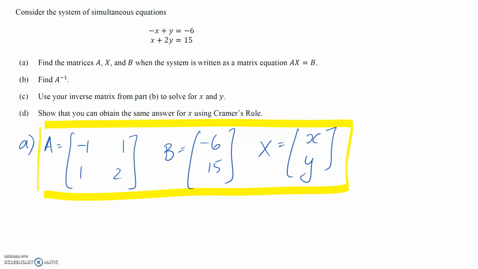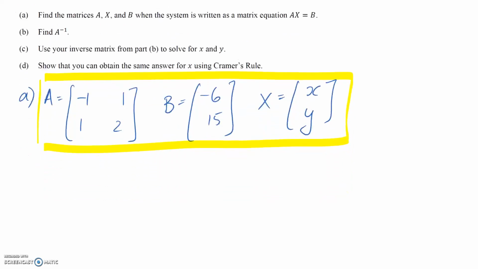So part B, it says find A inverse. So we need the inverse of this matrix here that we've written out. Since this is a 2 by 2 matrix, we have the equation that we can use to find the inverse, rather than having to go through Gaussian elimination, which is quite tedious. So in order to find the inverse, let's start by finding the determinant of our matrix A. Remember, this can't be equal to 0. If it is equal to 0, then we can't find the inverse matrix, I should say.